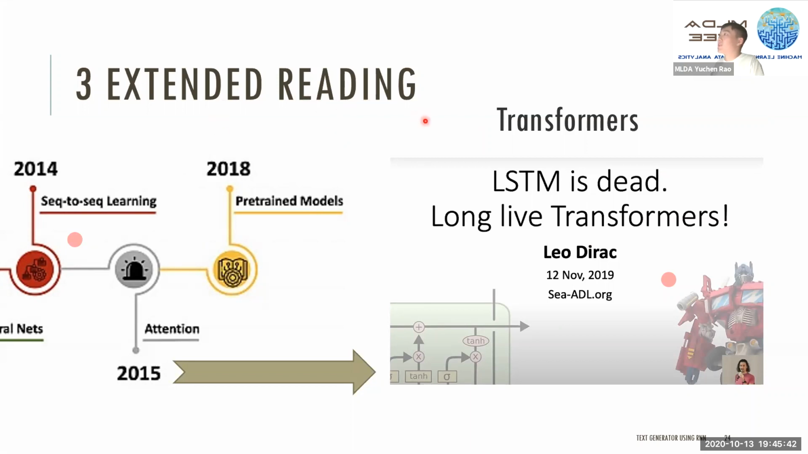So here is our extended reading about the state-of-the-art models. After RNN, after the word embedding, we have a lot of very good, very efficient ways to implement text generation, text prediction, and so on and so forth. Sequence to sequence learning is a very efficient way of doing machine translation.